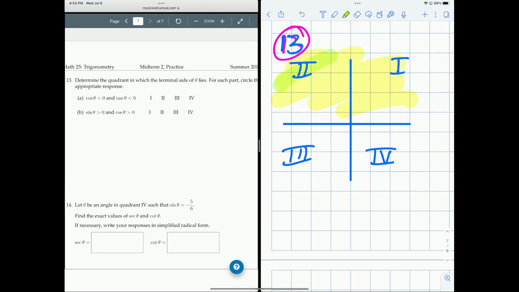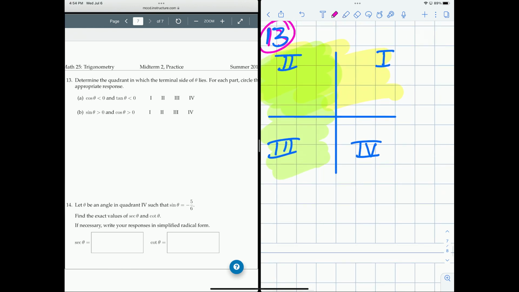So combine that information that you're on the left half and on the top half, and you've got to be in quadrant 2. So that's A, quadrant 2.